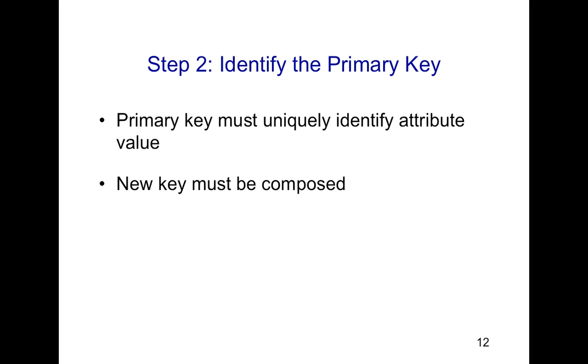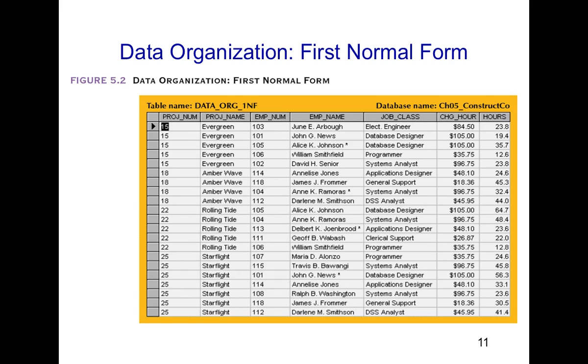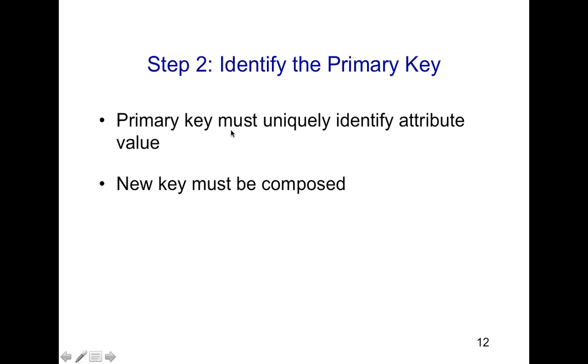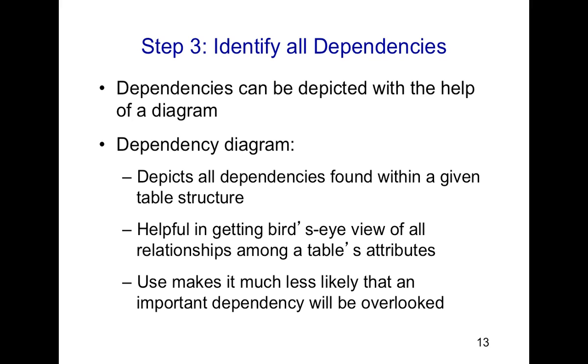So we've introduced a bunch of redundancy. Now we can pull some of the redundancy out. As an example, do we really need to know project name, project number, project name, project number? Or is the project name going to give us the project number, or vice versa? Okay, so the primary key must uniquely identify the attribute value. And the new key must be composed if no key exists. And then we're going to identify the dependencies on the keys. So we're kind of going backwards.